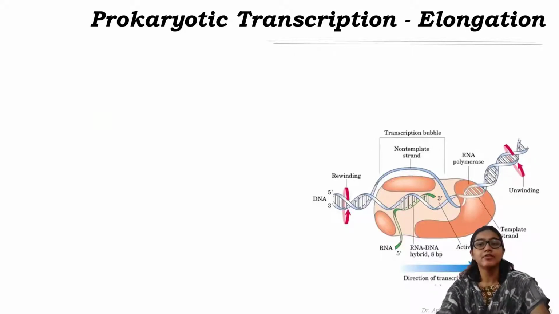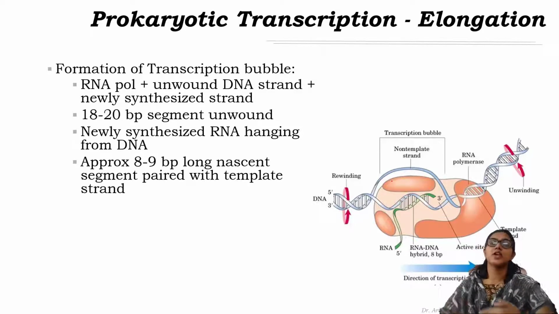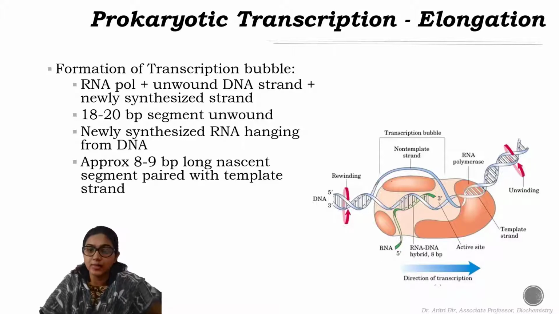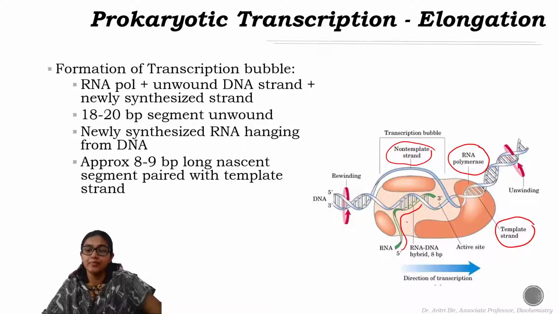Elongation is very similar to replication, where the DNA dependent RNA polymerase keeps on attaching new nucleotides and keeps on forming the phosphodiester bond. Here you can see the transcription bubble formation. In the transcription bubble, there is RNA polymerase which is attached to the template DNA strand. There is also the non-template strand which is present. Along with that, there is the nascent mRNA, which is hanging from the template strand.